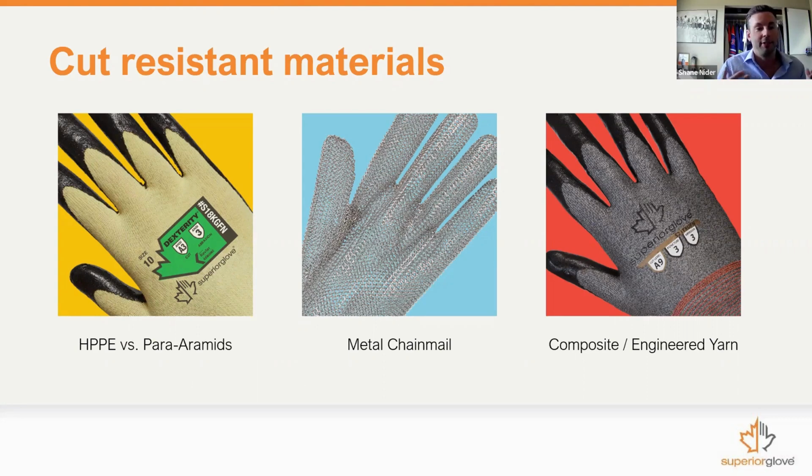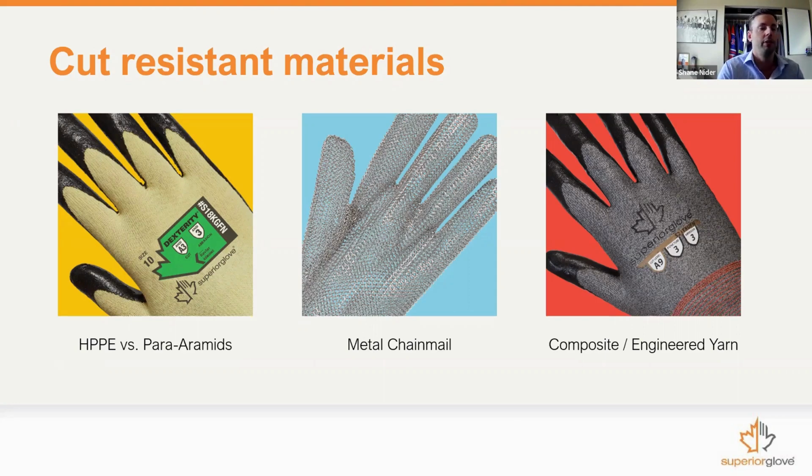And so, if it's something extreme and you're getting into a metal chainmail glove, perhaps for food processing, well, that's a metal mesh. So you can imagine how good the cut resistance would be there. And then really in today's innovation and advancement, we're using composite or engineered yarn. So that's a bunch of different yarns, 2, 3, 4 yarns coming together and giving you the best of both worlds from a comfort perspective, performance, dexterity, breathability, abrasion resistance, longevity.